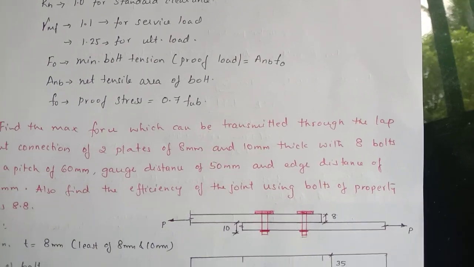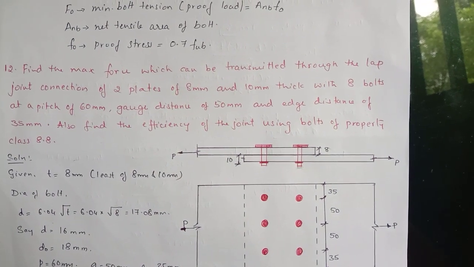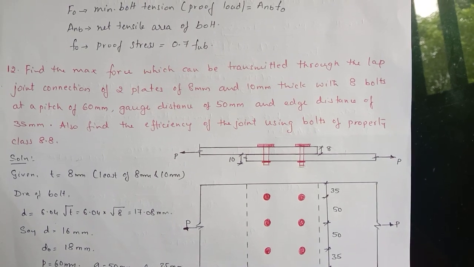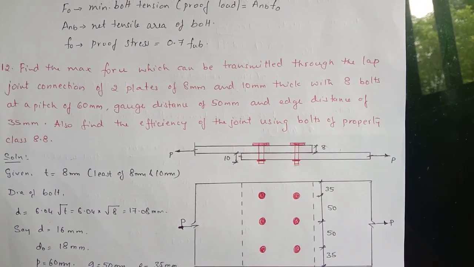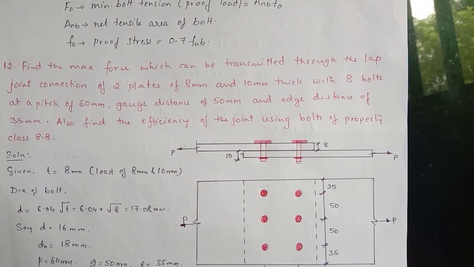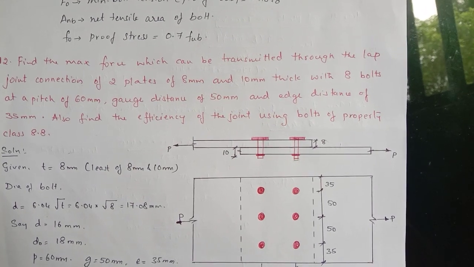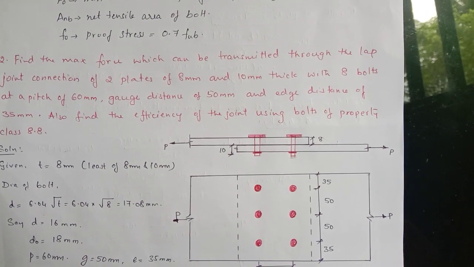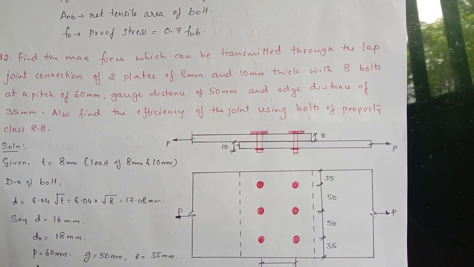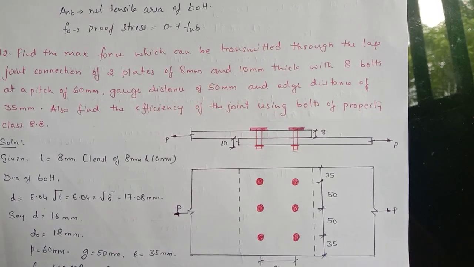Now we will take a problem related to this. Find the maximum force which can be transmitted through the lap joint connection of two plates of 8 mm and 10 mm thick with 8 mm bolts, with 8 bolts at a pitch of 60 mm, gauge distance of 50 mm and edge distance of 35 mm. Also find the efficiency of the joint using bolts of property class 8.8.